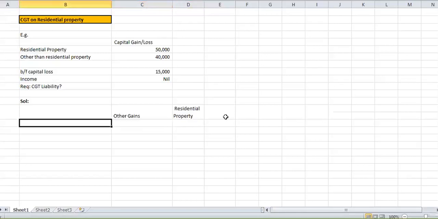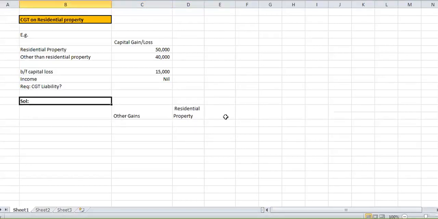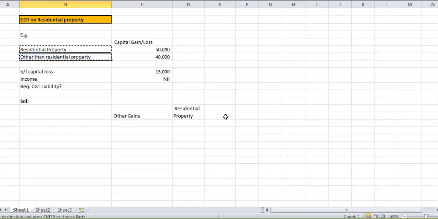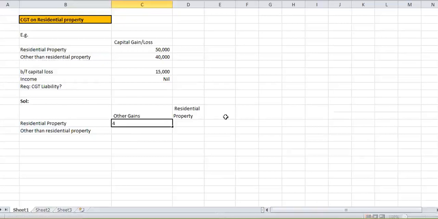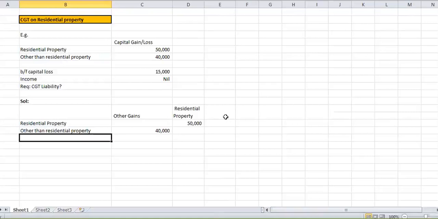Okay. So students, we have other gains of £40,000, and we have gains from residential property amounting to £50,000. Now, we don't have any capital loss in the current year. These are our total gains. Before deduction of brought forward capital losses, we need to deduct the annual exempt amount.